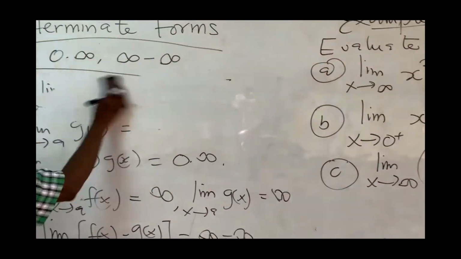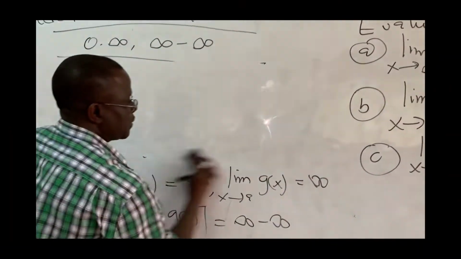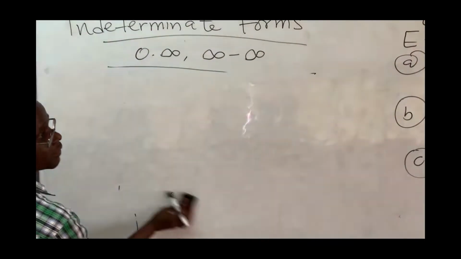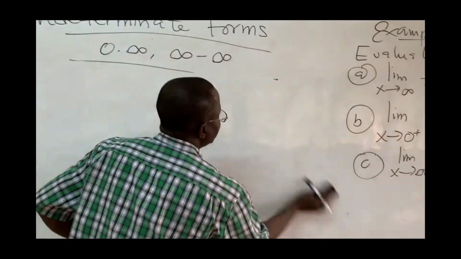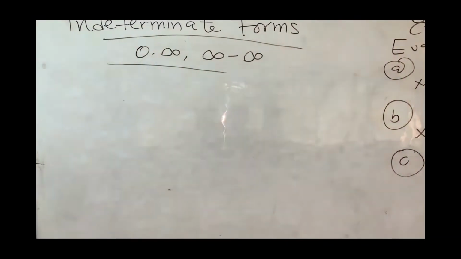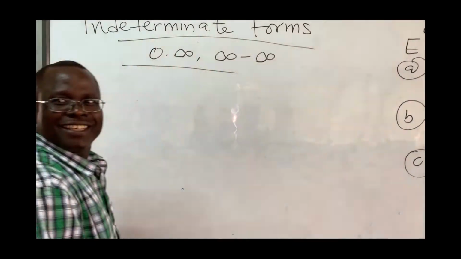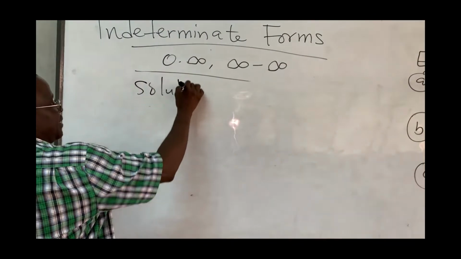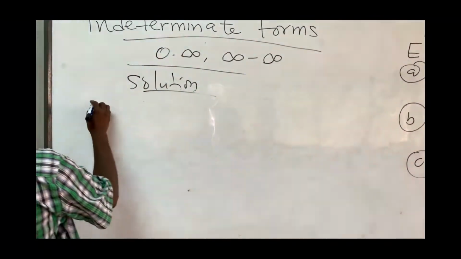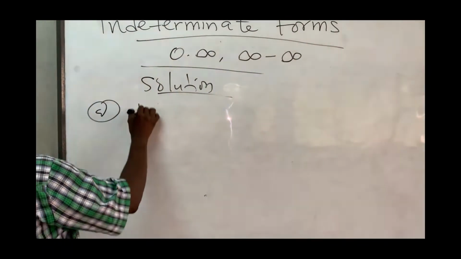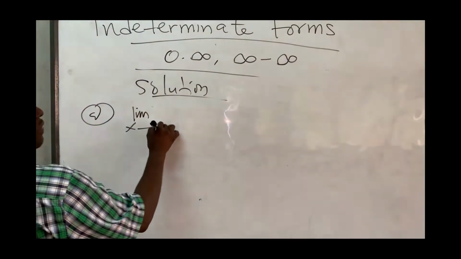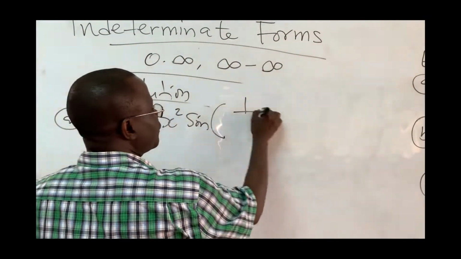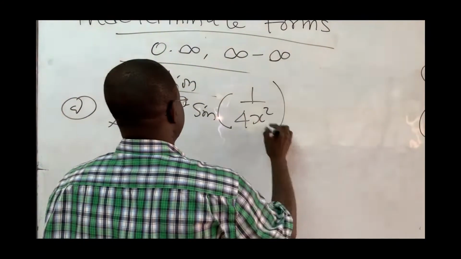All right, so let's do this once. You can do all 3, or let's say 2 of them, and then you can try one for yourself. So the first one is this: I have the limit as x goes to infinity of x squared sine of 1 over 4x squared.